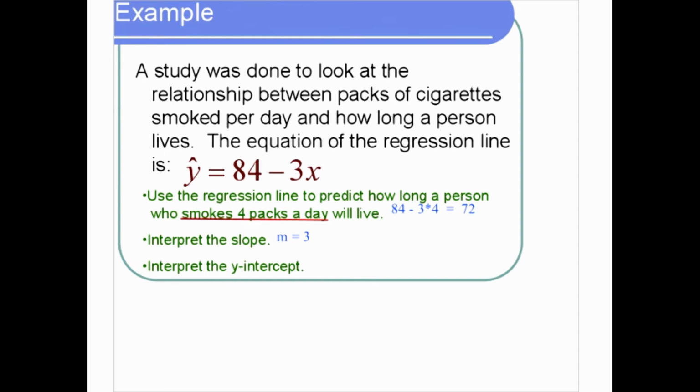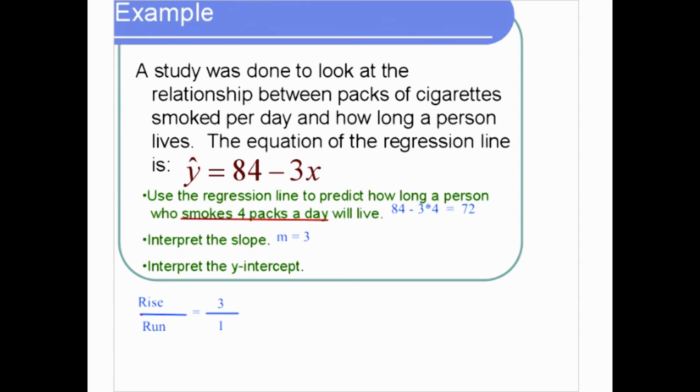So let's write this out. Remember that m is the rise over the run. Any questions on that? Okay, and the rise over the run, if we think of the run being 1, because remember it's easier to interpret it to have 1 as the run, then the rise will be 3. Any questions on that?